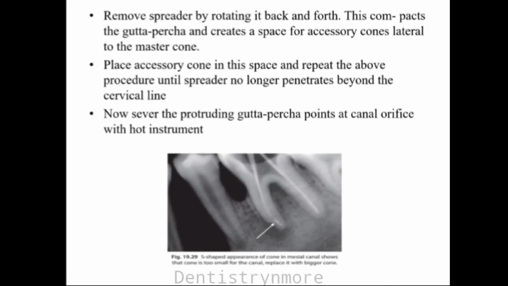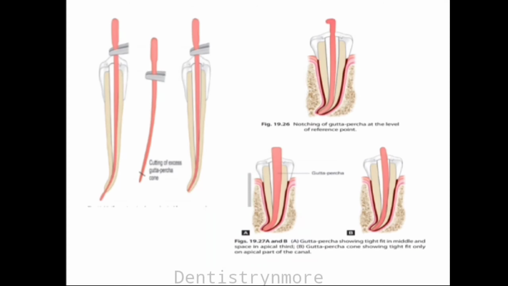Next, remove the spreader by rotating it in a back and forth motion, and this compacts the gutta-percha and creates a space for the accessory cones laterally to the master cone. Now place the accessory cones into this space and repeat the above procedure until the spreader no longer penetrates beyond the cervical line. Now sever the protruding gutta-percha at the canal orifice with hot instruments. So this is the figure showing the lateral compaction technique.